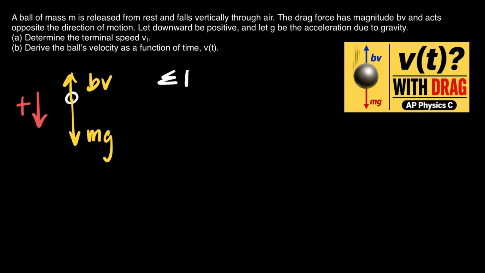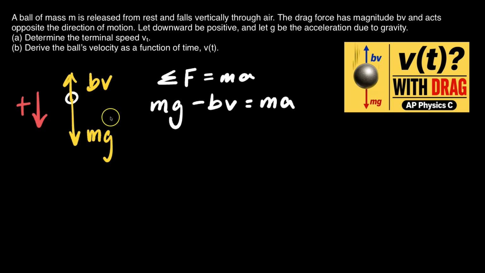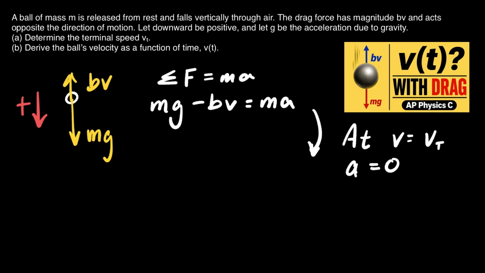Next, we will state Newton's second law: net force equals ma. Applying Newton's second law to our problem, we get that the net force is equal to mg minus bv, and that is equal to ma. When the velocity reaches the terminal velocity, the acceleration is equal to 0, because at terminal velocity the forces are balanced and the acceleration will be equal to 0.